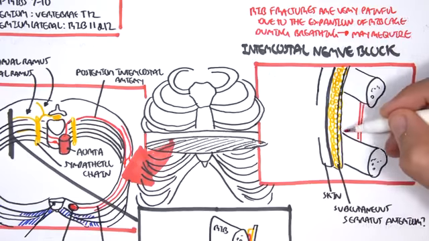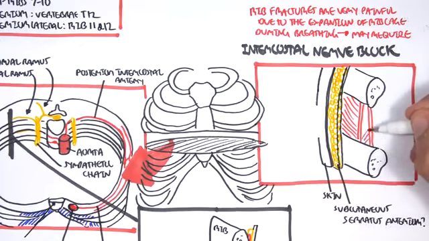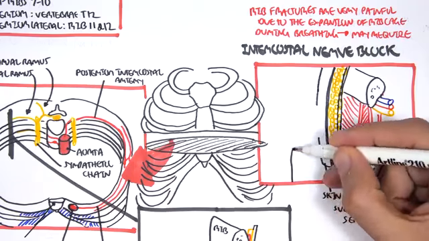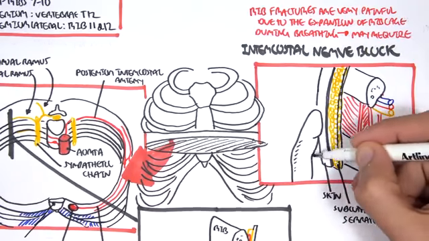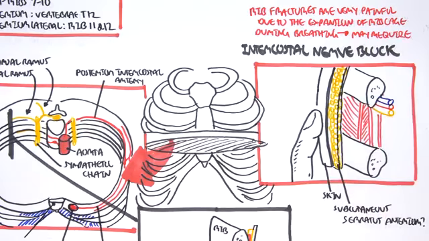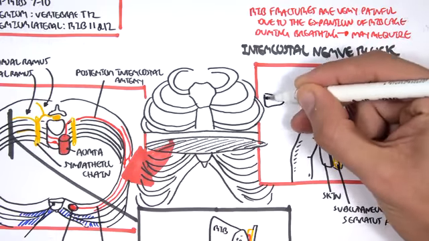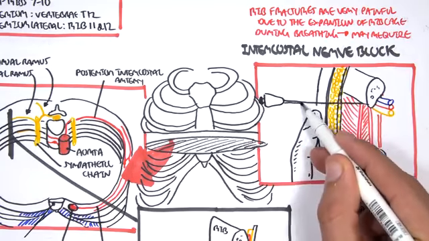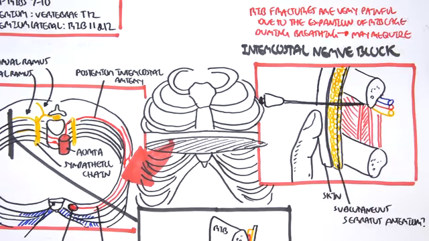And then you have the muscles of the ribs, which are, remember, external intercostal, internal intercostal, and innermost. And then between the internal intercostal and innermost intercostal is your neurovascular bundle. So the point of the intercostal nerve block is to essentially put a needle around this area to essentially block the nerve so that we don't feel pain.